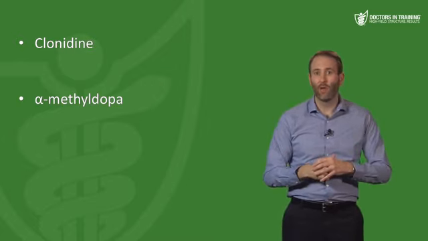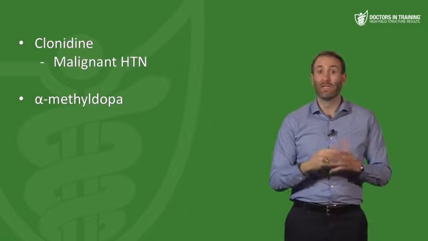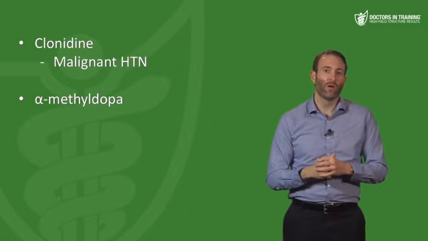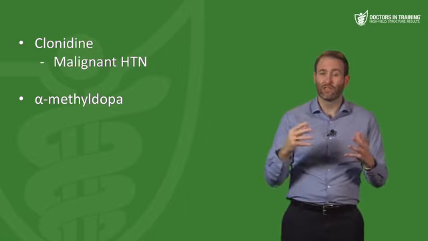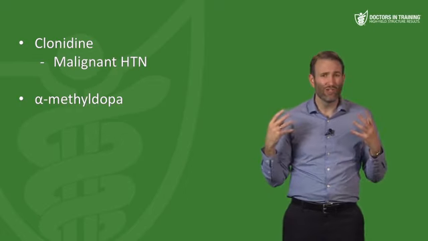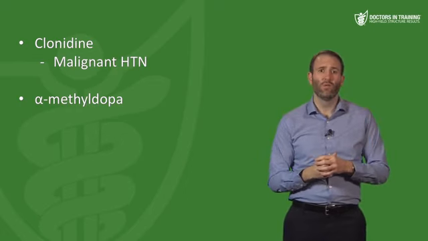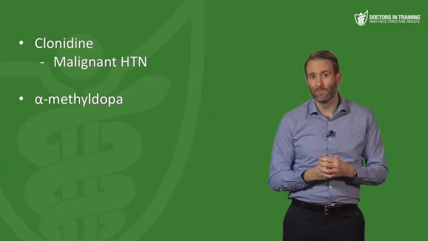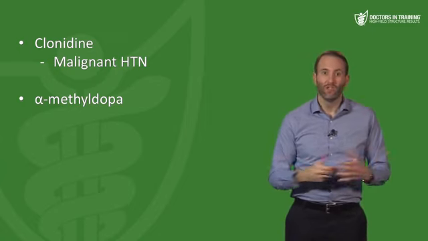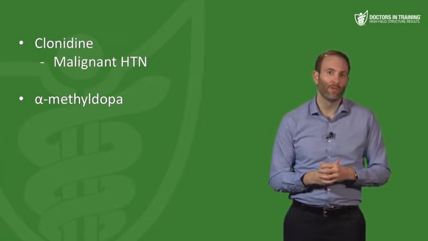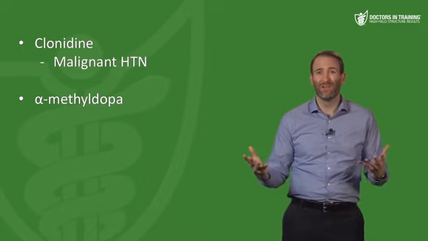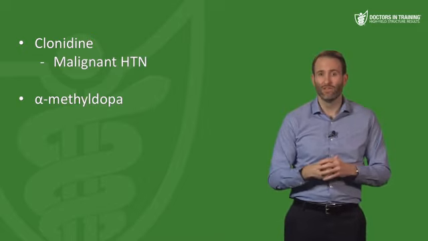Clonidine can be used in the outpatient setting when the patient is maybe having malignant hypertension. You can give them clonidine orally in the clinic, and it's actually going to work relatively quickly. I generally don't like doing this too often because one of the unfortunate side effects of this medication is rebound hypertension. So you may have improved that blood pressure in the office, but a few hours later that blood pressure may go even higher than it was in the first place.